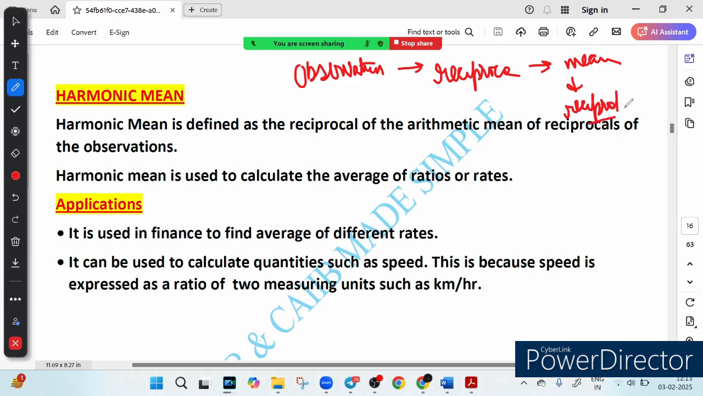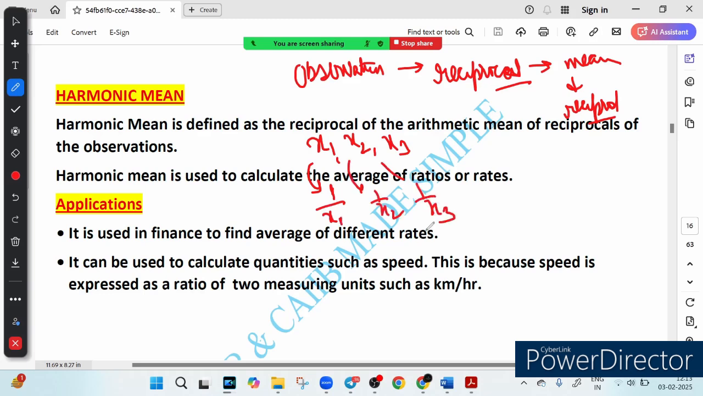Let me give you an example. Suppose we have three observations, x1, x2 and x3. First of all, take the reciprocal. When I say reciprocal, it means dividing 1 by the value. So for x1 it will be 1 upon x1, for x2 it will be 1 upon x2, for x3 it will be 1 upon x3. So this is the first step. We have to take the reciprocal.